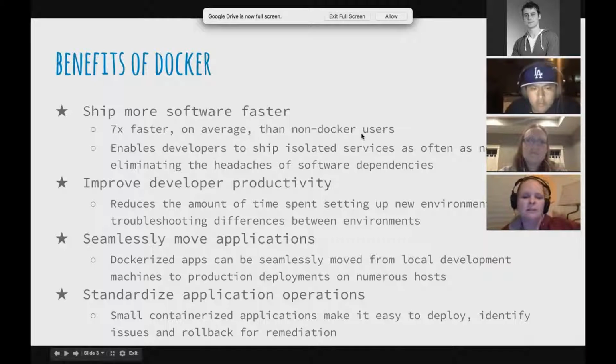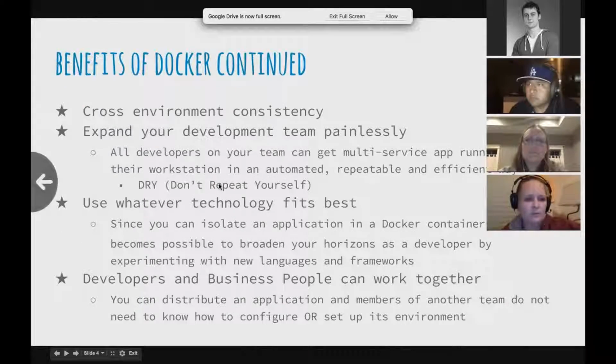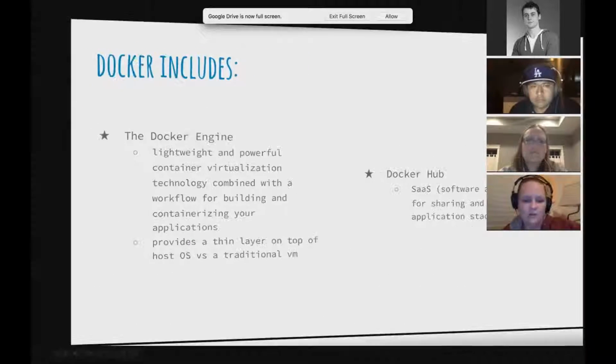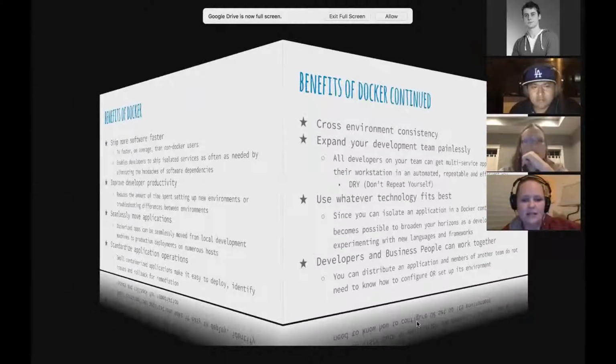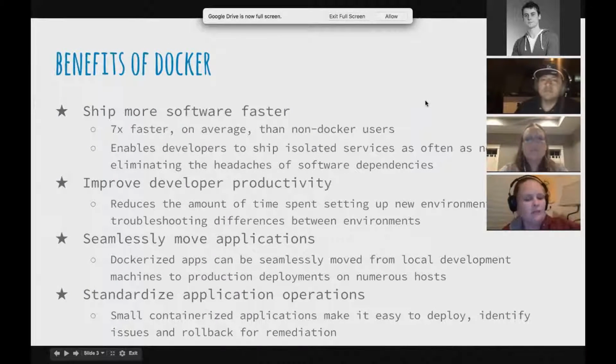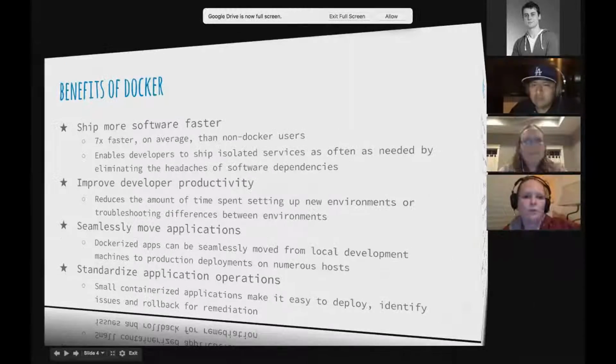Dockerized apps are seamlessly moved from local developments to production on numerous hosts. So I could move my stuff up to Heroku, to Amazon Web Services, to anything else that you want to throw your Docker environment up to. Standardized applications. Oops, wrong way. Go this way. There we go. Standardized application operations. Small containerized applications, again, make it easy to deploy. And if there are any issues, you can roll back.